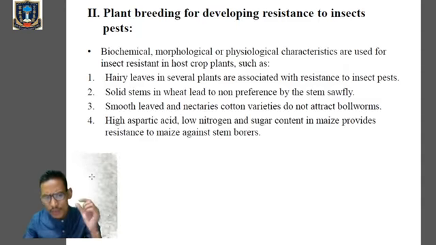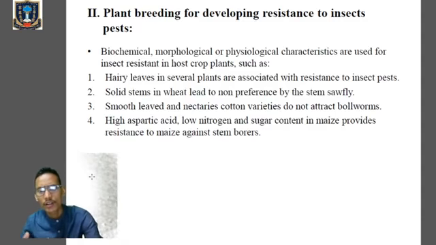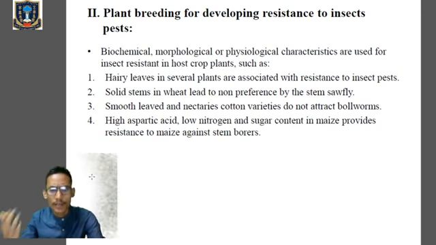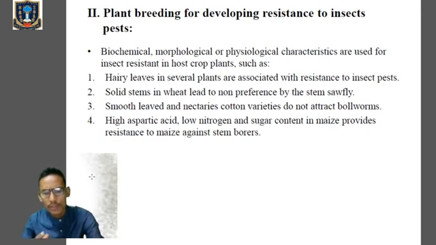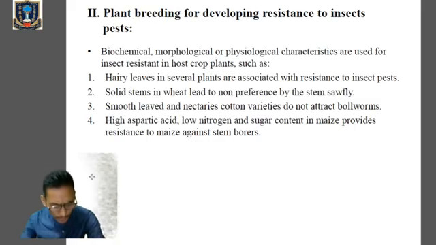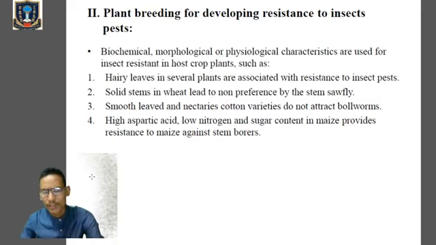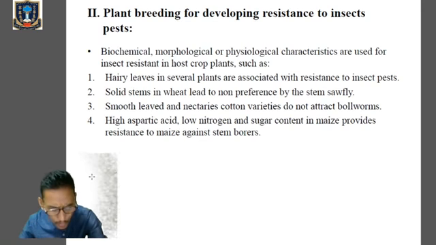Number 3, smooth-leaved and nectarless cotton varieties do not attract the cotton bollworm, because most of the cotton is infected by the bollworms. Okay, so smooth-leaved and nectarless cottons mainly do not attract the bollworms. High aspartic acid, low nitrogen and sugar content in maize provide resistance to maize against stem borer.